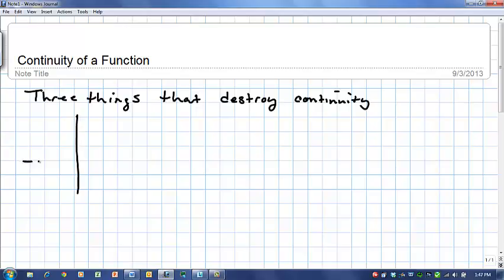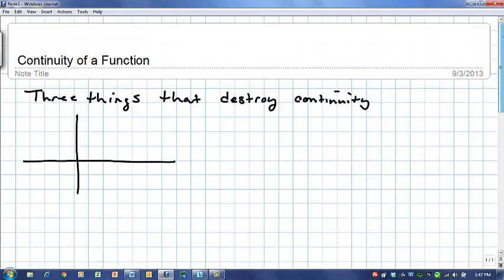Suppose I have a function that looks something like this. Okay? There's a hole in the graph at this value c. All right. Then this function, by our intuitive idea of what it means for a function to be continuous, would not be continuous.